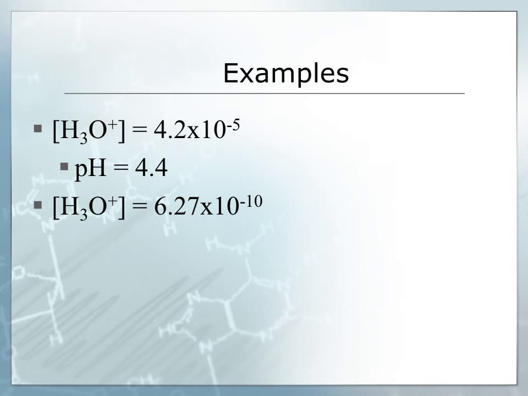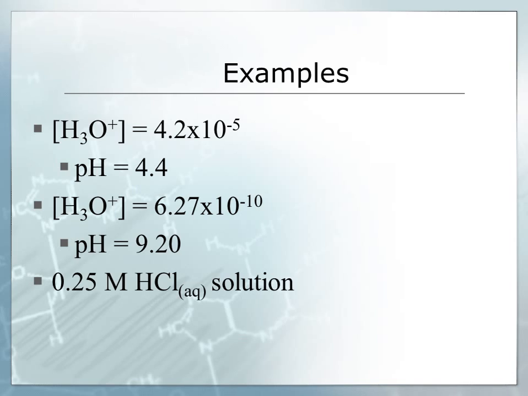If we have a hydronium ion concentration of 6.27 times 10 to the negative 10th, again we take the logarithm of this value and the negative of that answer. We expect a value somewhere in the neighborhood of a pH of 9, and we find that our pH value is 9.20. In terms of significant digits with these calculations, go by the sig figs in the base number.